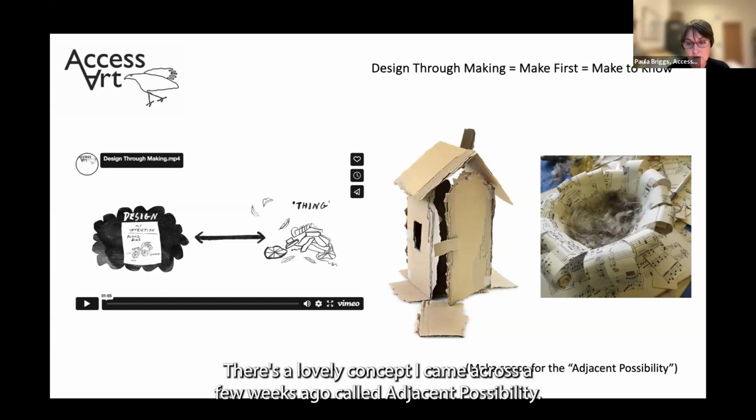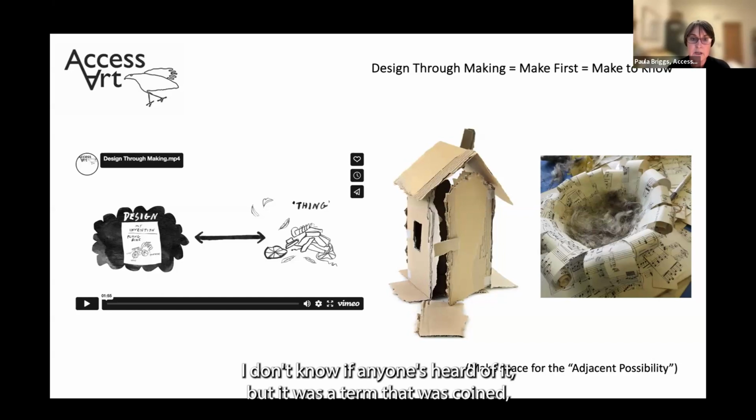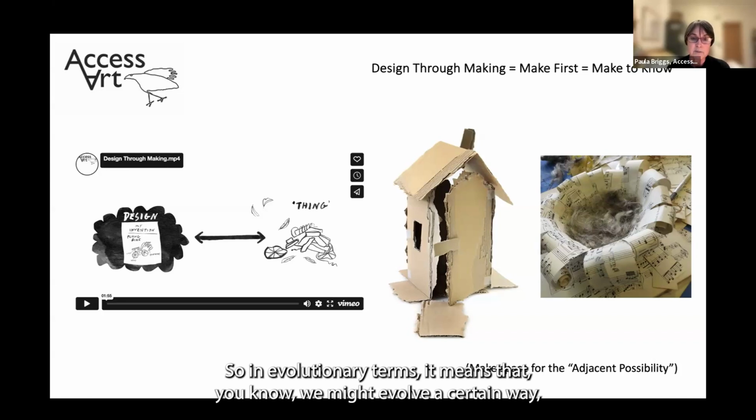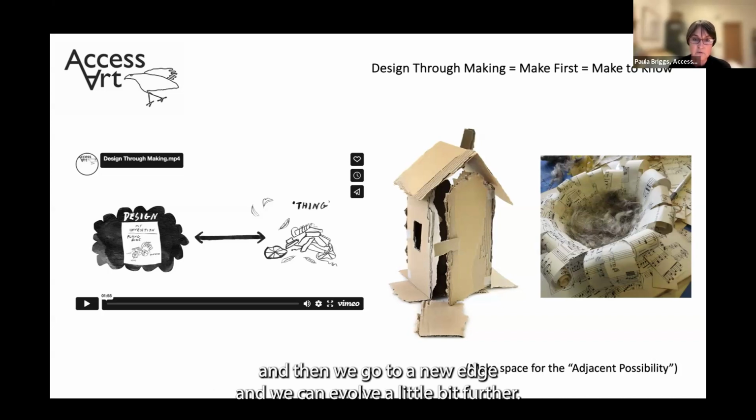There's a lovely concept I came across a few weeks ago called adjacent possibility. I don't know if anyone's heard of it, but it was a term that was coined, I think, by a biologist in evolutionary terms. And it's based on the idea that we're all on the edge of what we know, and we can, if we give ourselves permission, explore what's around us. And at that edge, we have choices. We can decide to make different choices about what we do. So in evolutionary terms, it means that we might evolve a certain way and then we go to a new edge and we can evolve a little bit further. And it's a very incremental process.